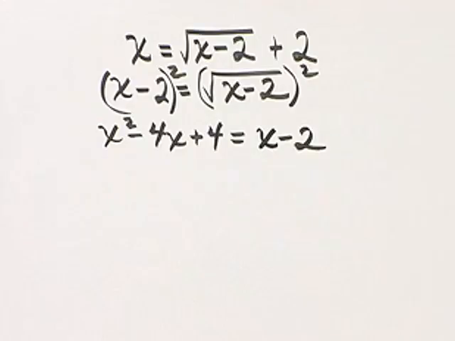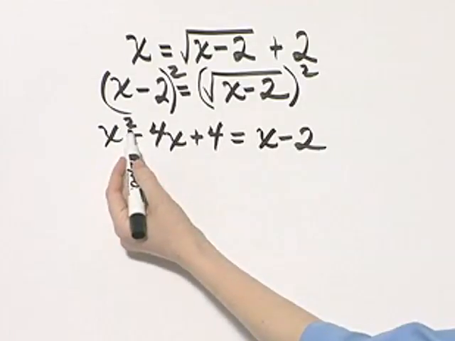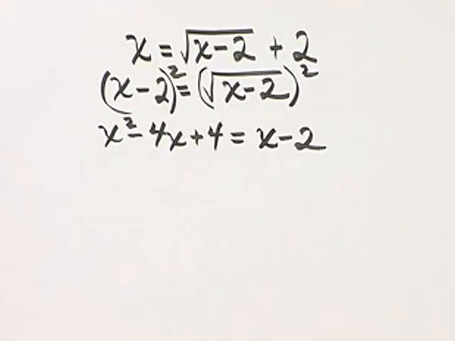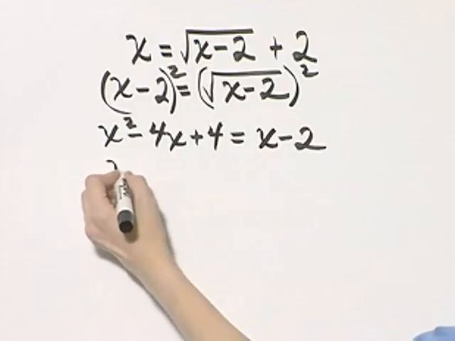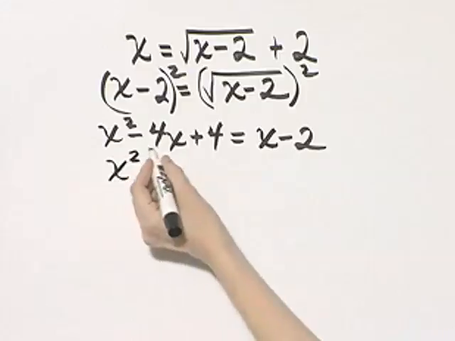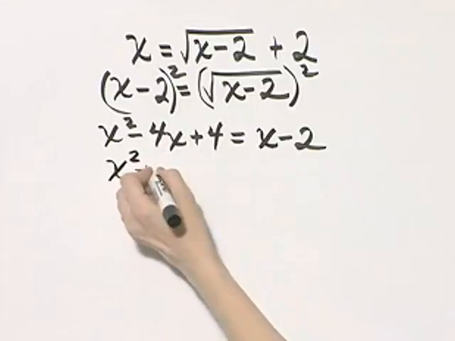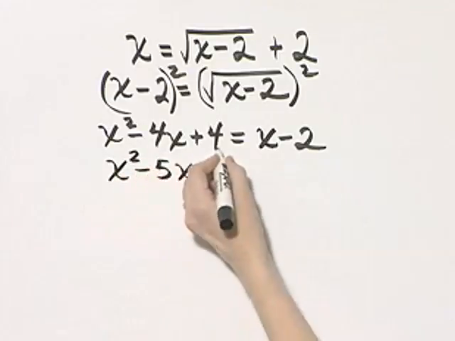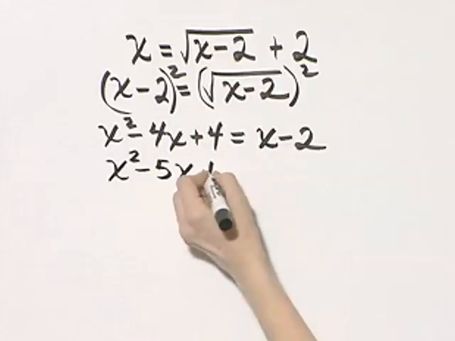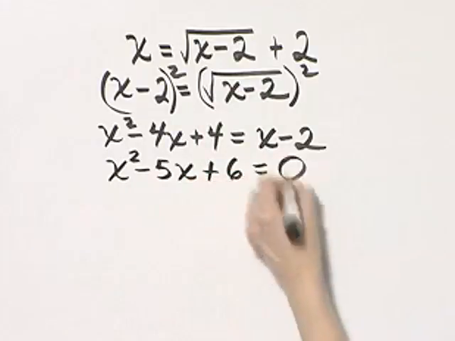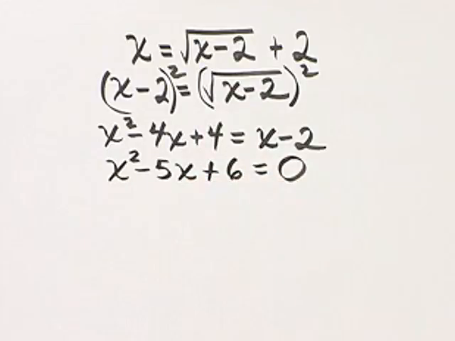Now you need to look at this equation and decide what type of equation you now have. We have a quadratic equation, so we will set it equal to 0 and try and solve. That is x squared, and that's negative 4x minus x, so that's negative 5x. 4 plus 2 is plus 6, is equal to 0.